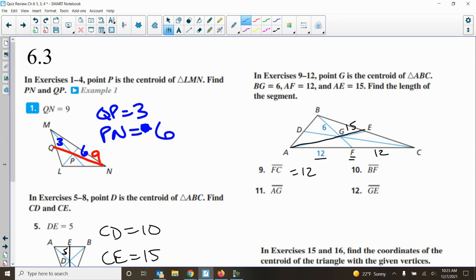Number 10, BF. Well, if this BG is 6, doesn't GF have to be 3? Okay, and so BF would be 6 plus 3, which is 9. AG, well, this whole thing is 15. From A to E is 15. 2/3 of 15 is 10. And this little guy would be 5. So AG would be 10. And GE would be 5. Okay. Notice that's a double half relationship. Vertex to centroid is twice the length as centroid to midpoint. 10, 5, 10 plus 5 is 15.